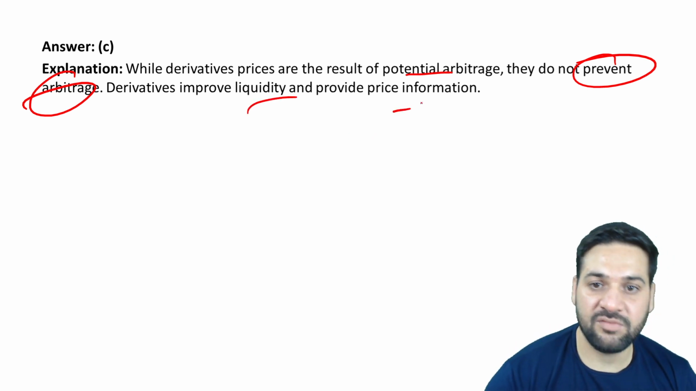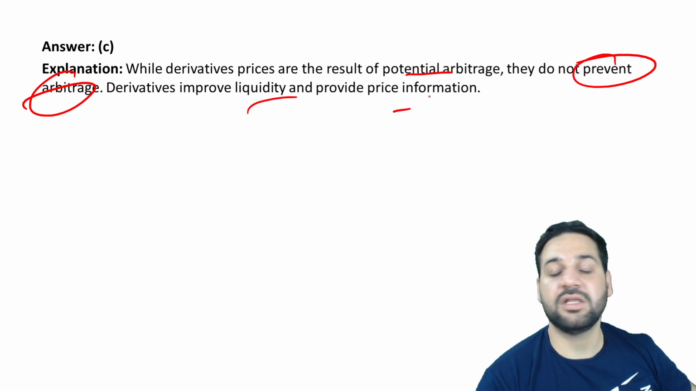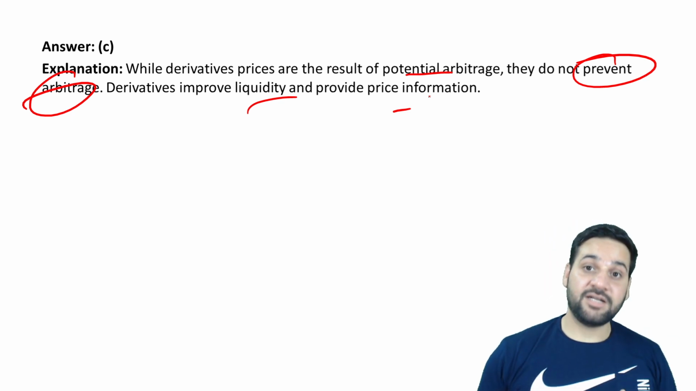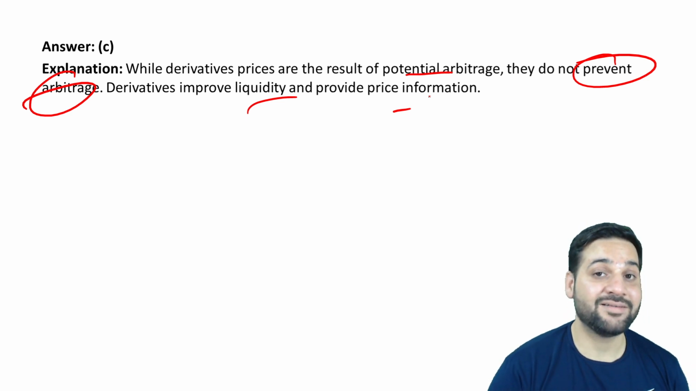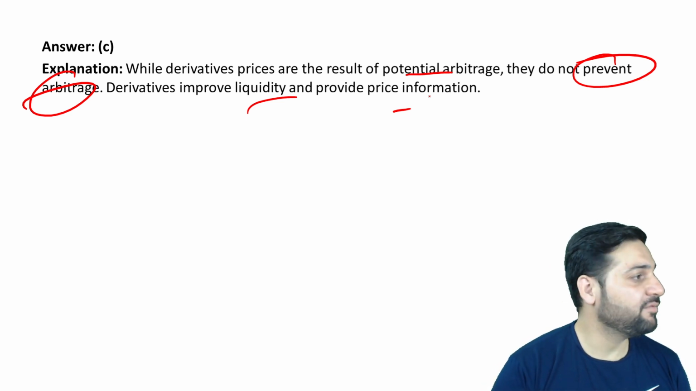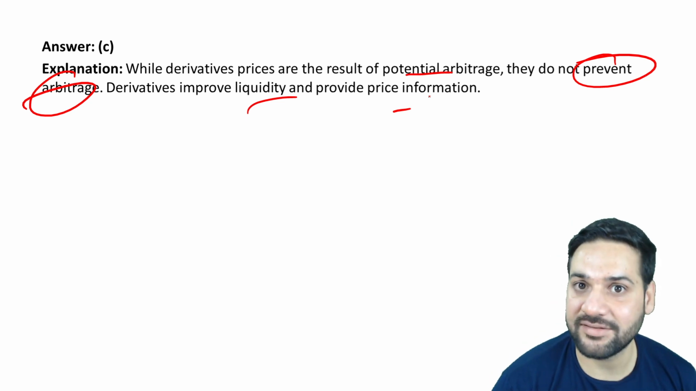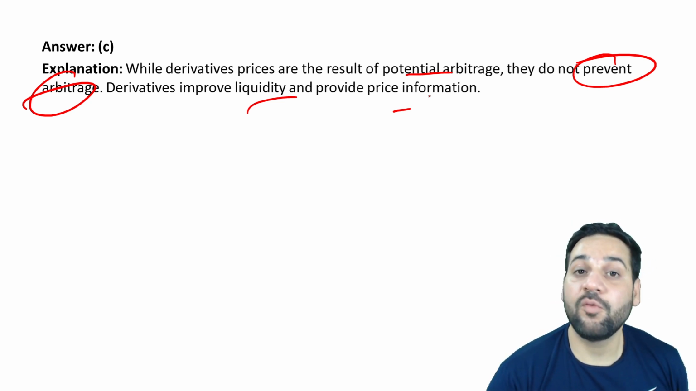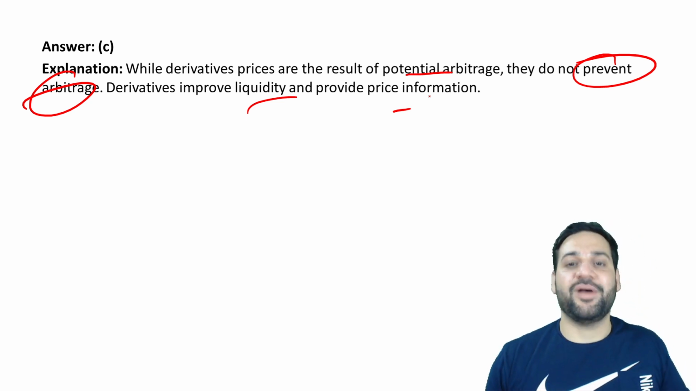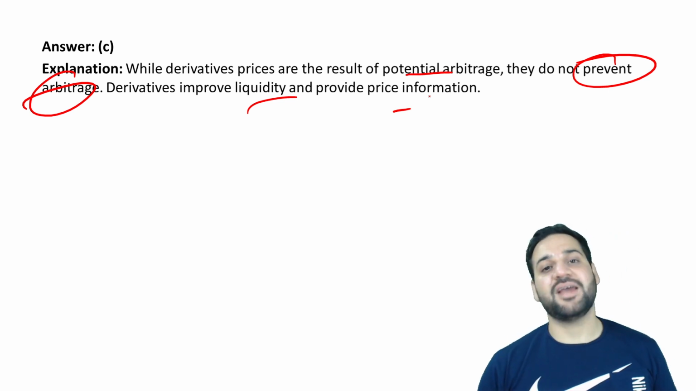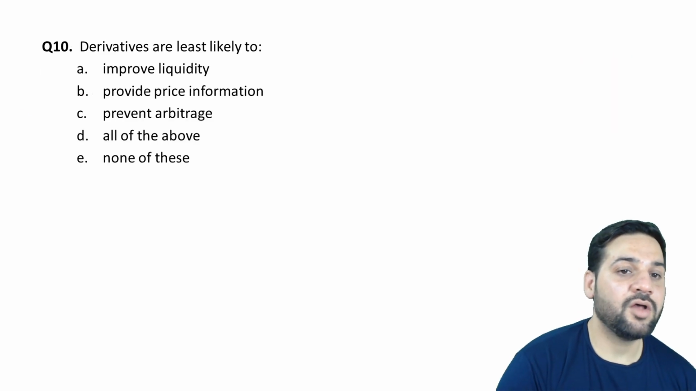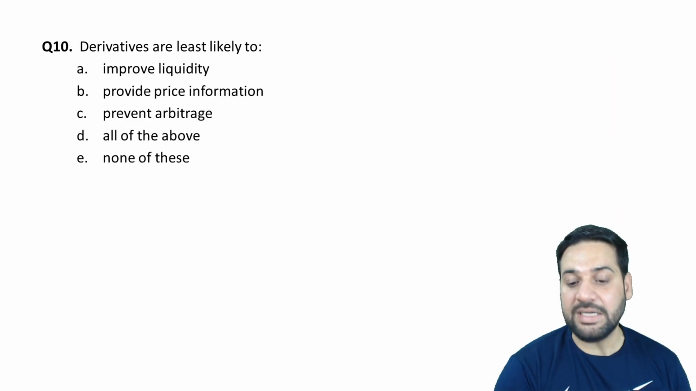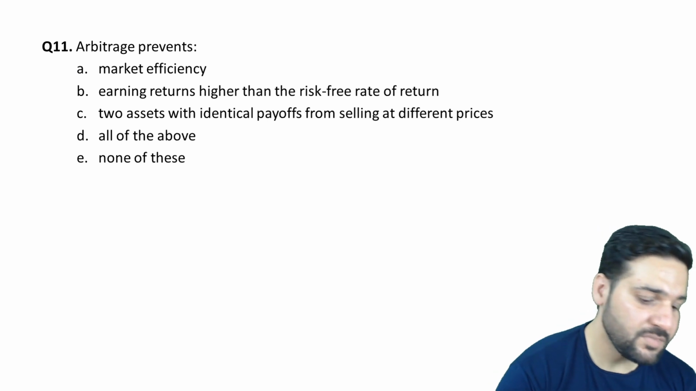Liquidity and price information are fine. They do not prevent arbitrage. Arbitrage is still there. Right now in India, obviously the derivative market is huge, but you might have seen there are arbitrage mutual funds. Despite derivatives existing, that situation exists, so arbitrage is the correct answer. Okay? So it says least likely. Please remember it, it says least likely.